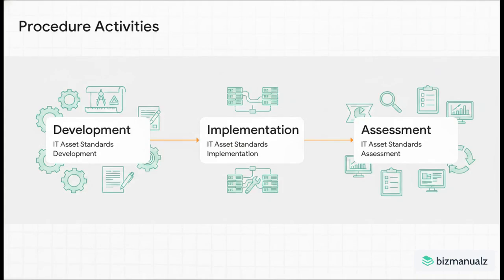So how does the manual actually structure the workflow? Well, it breaks it down into these three core procedure activities. First up, we have IT Asset Standards Development. This is where you lay down the rules of the road. Next is IT Asset Standards Implementation. That's taking those standards off the paper and moving them into the daily reality of your operations. And finally, IT Asset Standards Assessment, which ensures you are actively monitoring and updating these protocols over time.